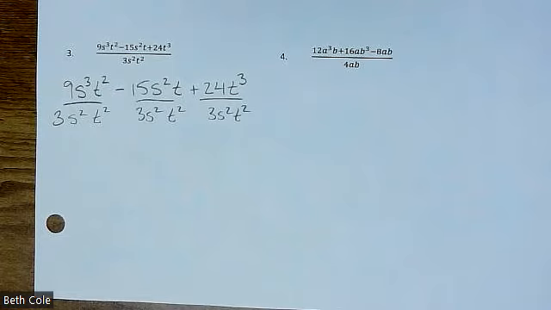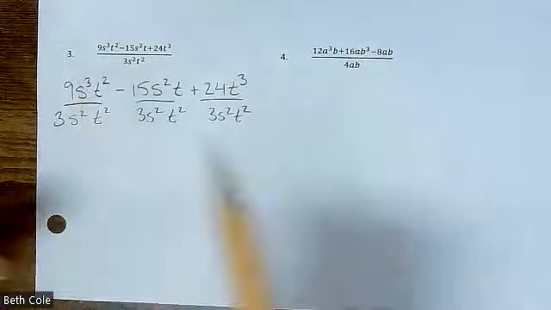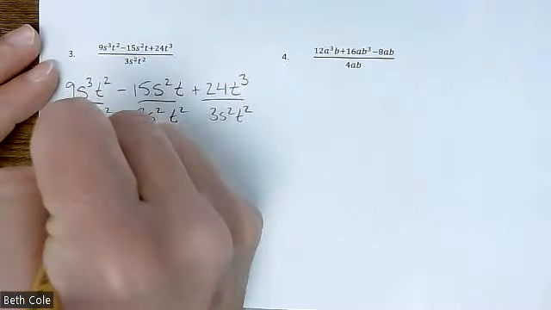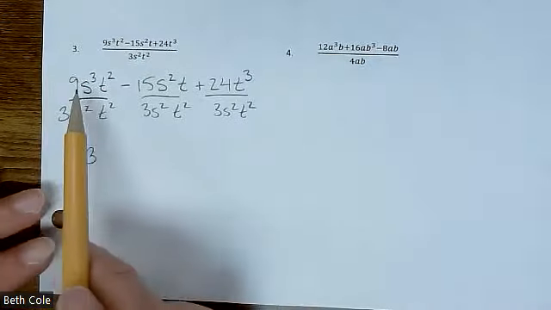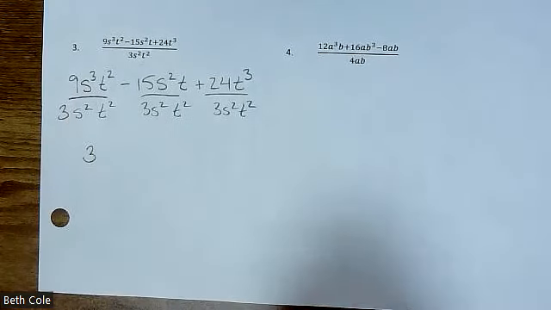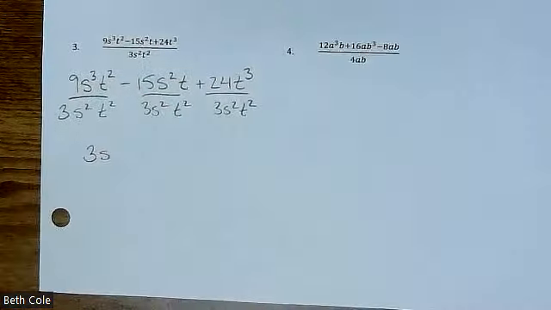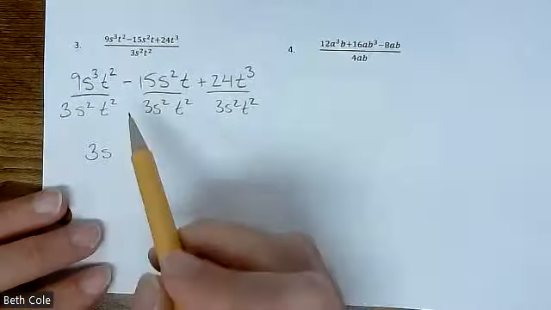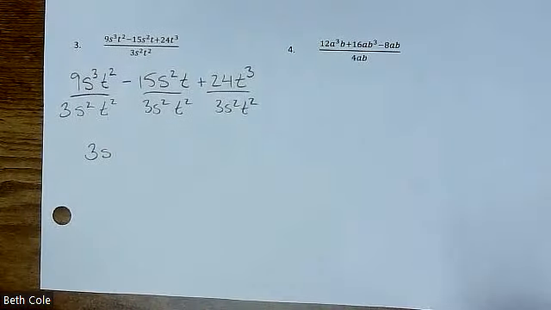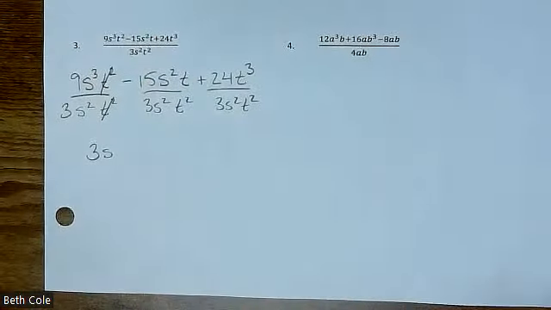So looking at the first one, 9 divided by 3. It's 3. Then look at the s's. Which side wins? The top. By how much? 1. You can put the 1 if you want to. And then what happens to the t's? They cancel. Don't write them.